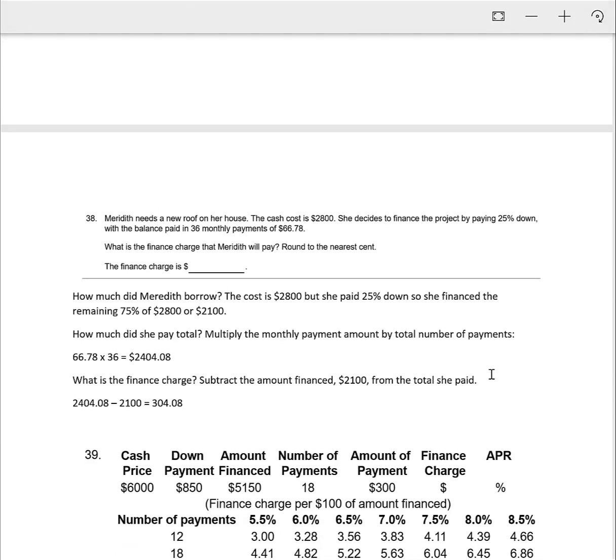Let's see. So Meredith needs a new roof on her house. The cost is $2,800. She's going to finance it by putting 25% down, and the balance will be paid in 36 payments of $66.78, and we want the finance charge. So how much did she borrow? She put down 25%, so she actually borrowed 75% of $2,800 or $2,100. How much did she pay back? So take the monthly payment, $66.78 times the 36 payments, and we see she paid back a total of $2,404.08. Subtract the amount financed, and we come up with what her finance charge was. It was $304.08.